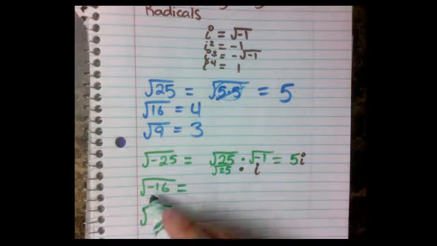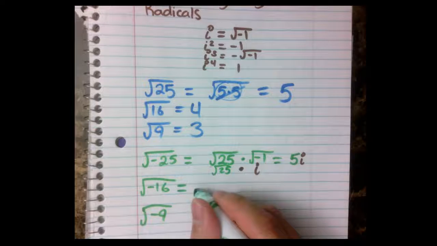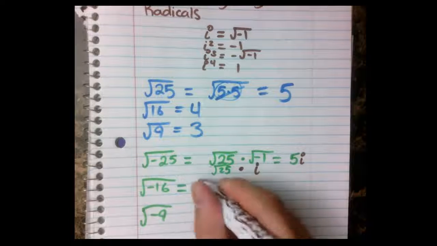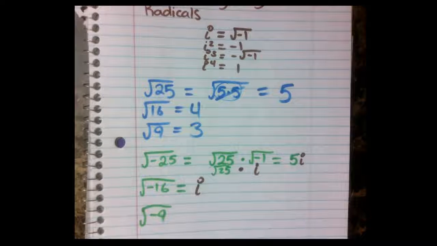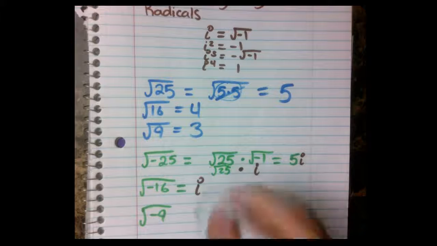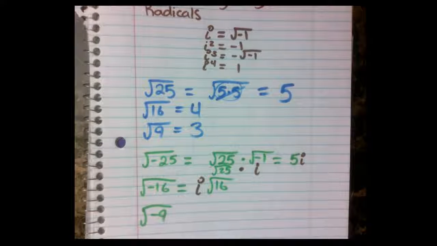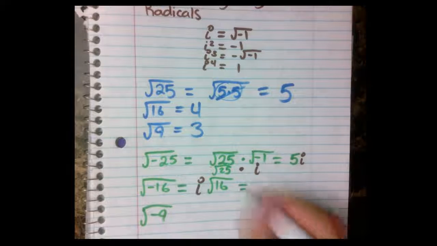Basically, every time you see a negative sign, pull out I. So step one is to just pull out that I. Pull it out. Step one. And then change it to a positive number underneath. Step 2, go ahead and take your square root.